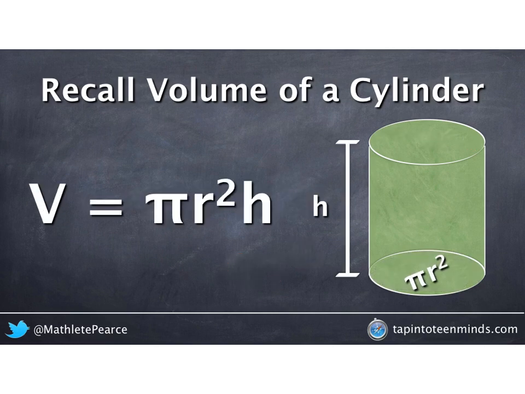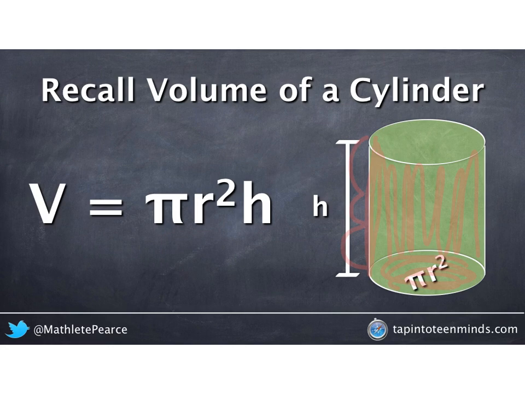So here we have a cylinder, and again, we find the surface area of the base, the circle, first: pi radius squared. But then we have to know, how deep is it? How much can I fill? How much space do I have here to fill? And we find that by multiplying it times its height.